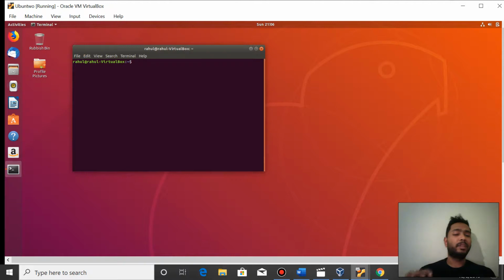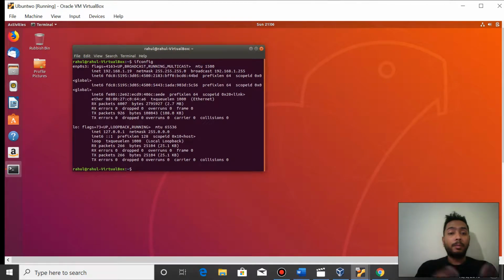But the difference is the coding style is a bit different. So I'll be typing ifconfig to know what the IP address of this particular machine is, and you can see from the second line of the output that the INET, or the IP address, is 192.168.1.19.